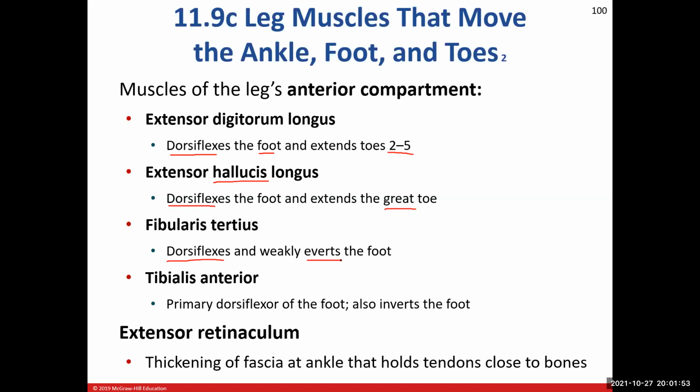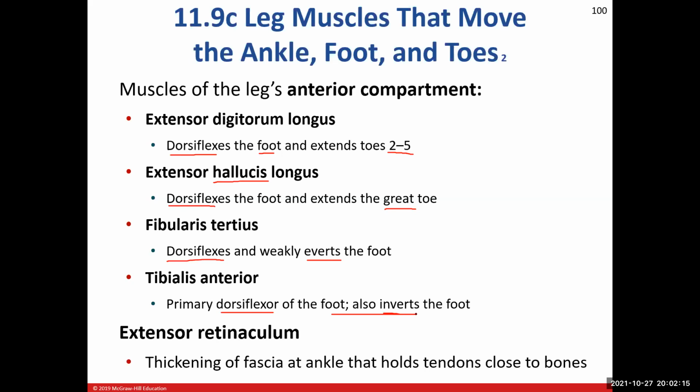That's basically turning the sole of your foot out away from your midline. And then tibialis anterior, this is the one that does most of the heavy lifting when it comes to dorsiflexion of the foot, but it also inverts the foot, turning your foot in. The sole of your foot will turn in towards your other foot.